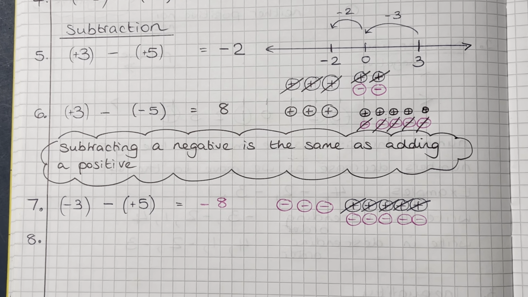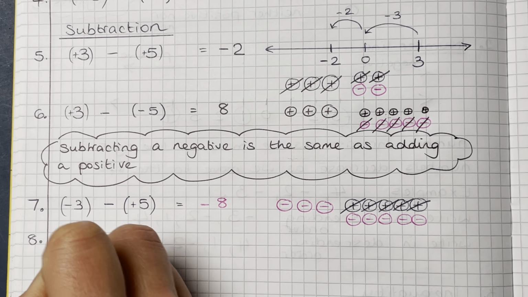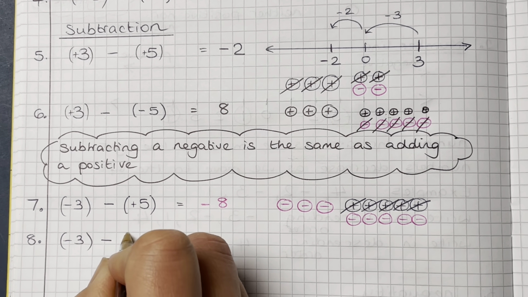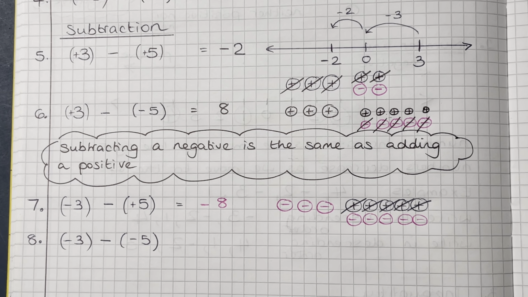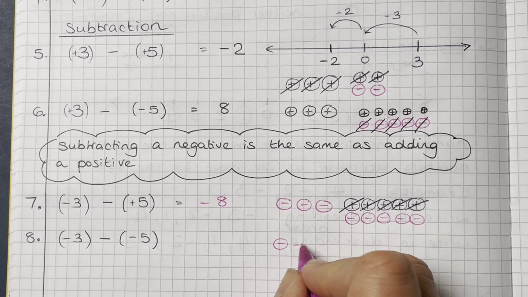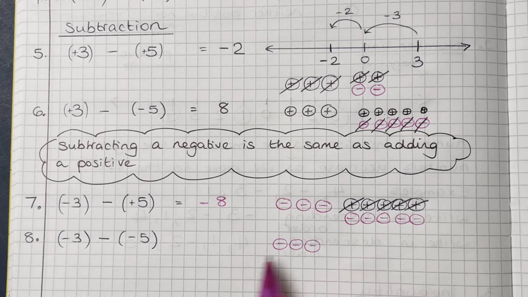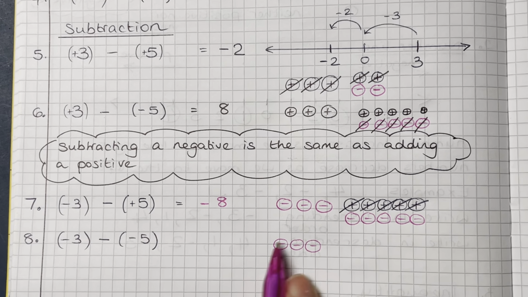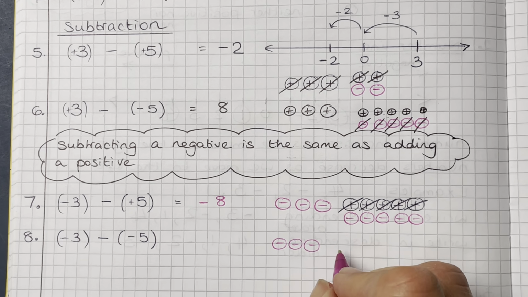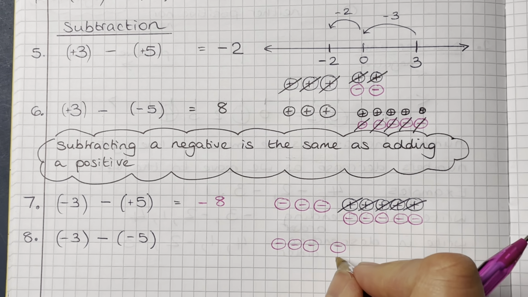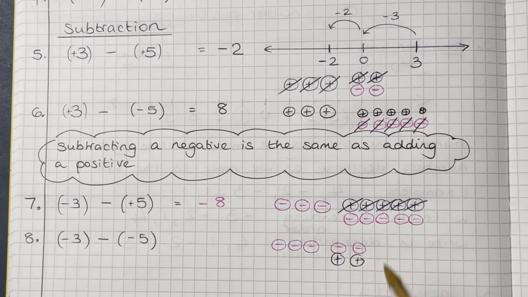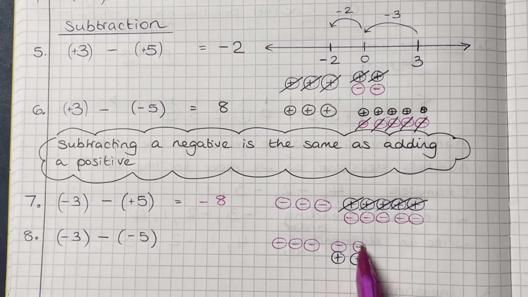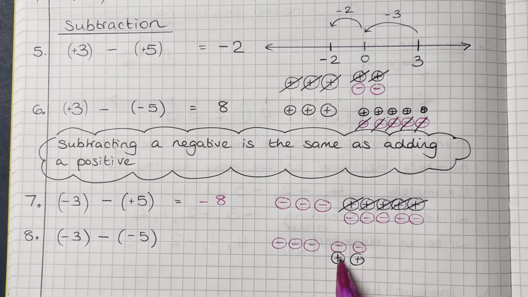Last one, I start with my -3 and this time I'm going to subtract a -5. So again, I start with -3. I want to subtract -5, but I've only got -3, so I need to create 2 more negatives. So I've got 5 in total to take away. Again, this equals 0. 1 negative and 1 positive cancel out to give us 0.